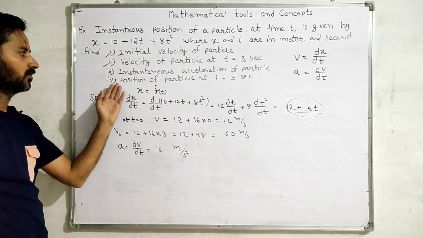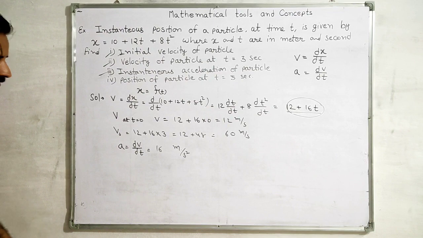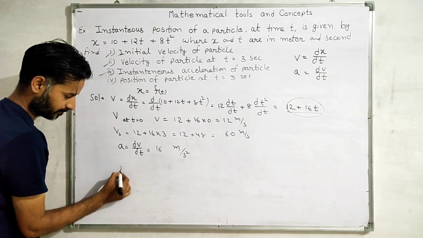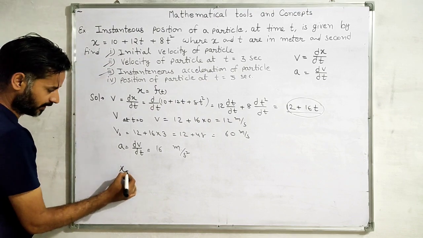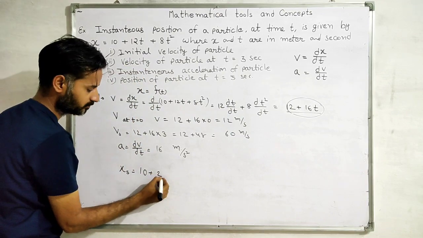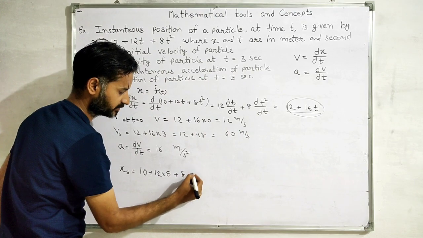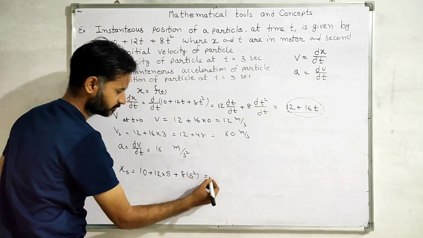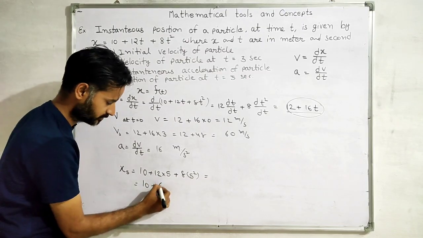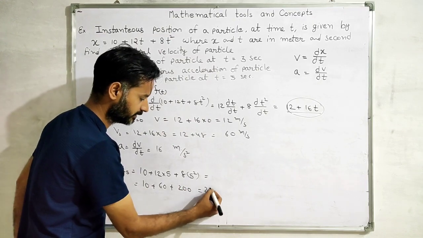Now we want to know the position of the particle at t = 5 seconds. In this case we get position x at 5 seconds: 10 + 12 × 5 + 8 × 5², and this we get 10 + 60 + 200, or 270 meters.